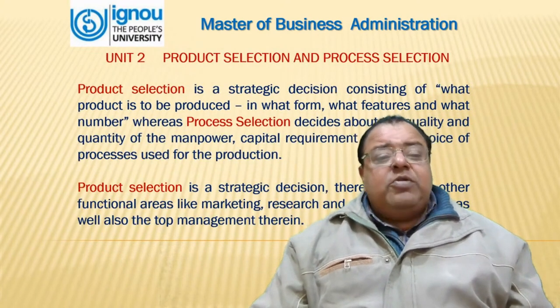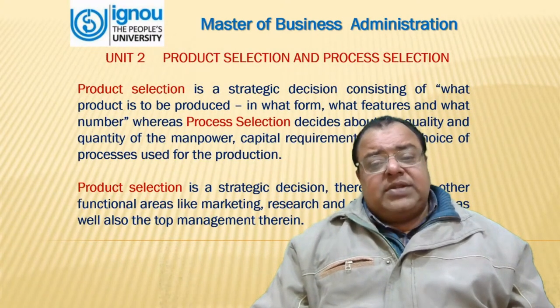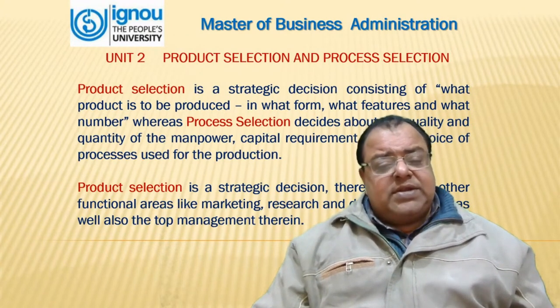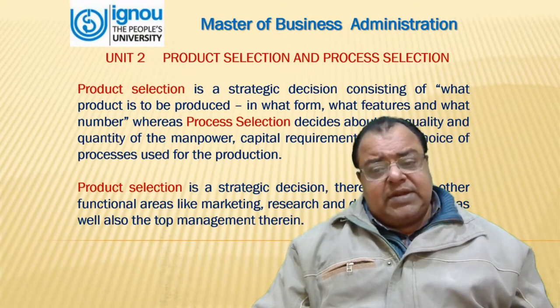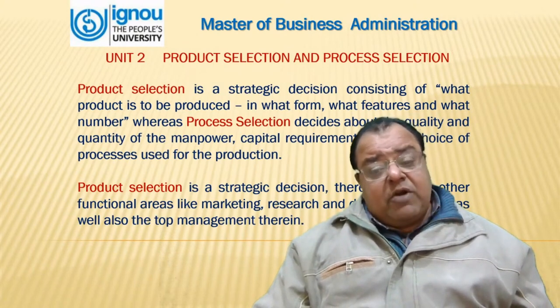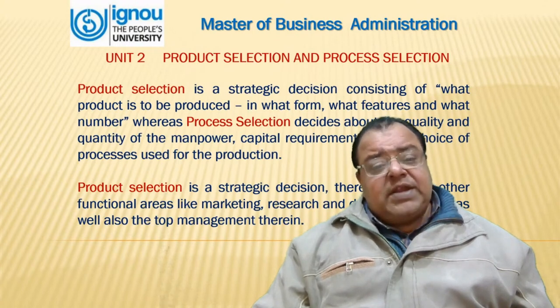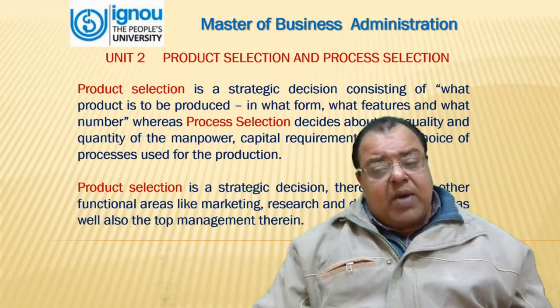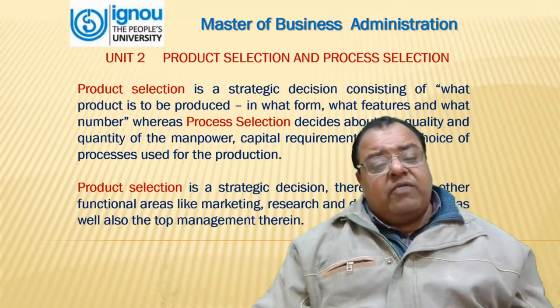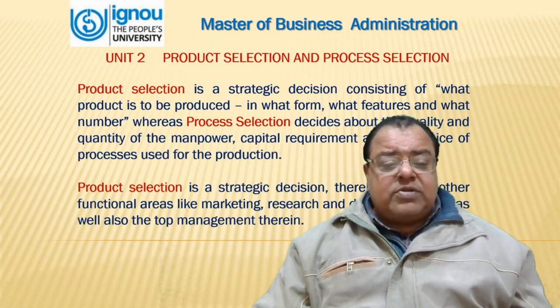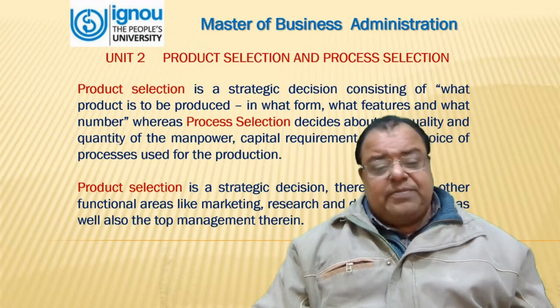Now, we move on to Unit 2, which is related to product selection and process selection. What is meant by product selection? It is a strategic decision consisting of what product is to be produced, in what form, what features, and what number. Whereas process selection decides about the quality and quantity of the manpower, capital requirement, and the choice of processes used for the production.